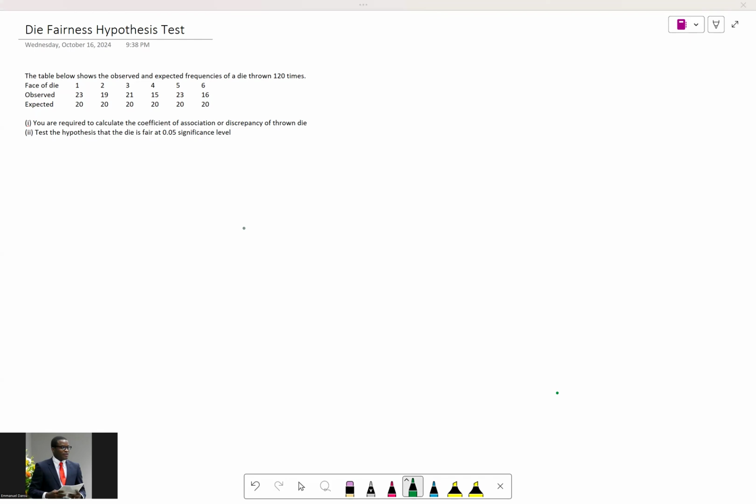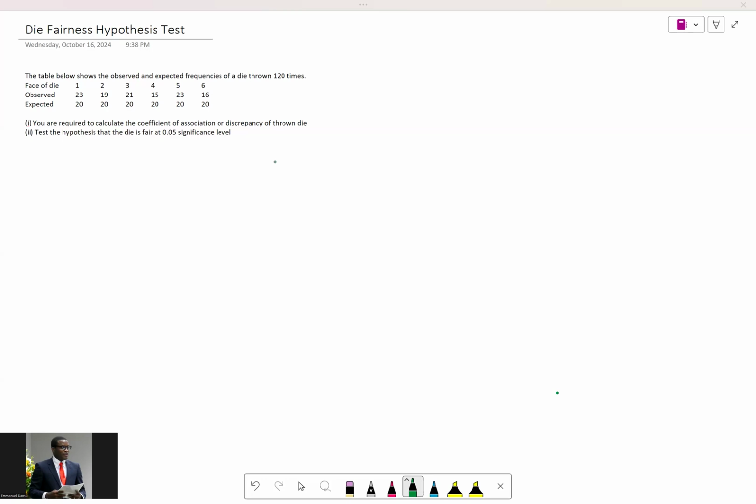Based on the question I have here, the table below shows the observed and expected frequencies of a die thrown 120 times. Face of die 1 to 6, and then you have the observed 23, 19, 21, 15, 23, 16. And the expected, of course, when you roll a die, you expect each of the faces to show up 20 times if you throw it 120 times. That's like 1/6 of 120 each.